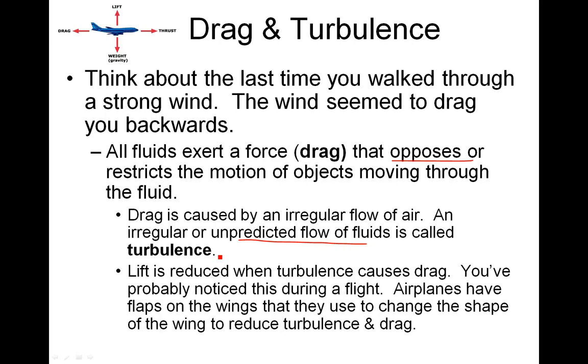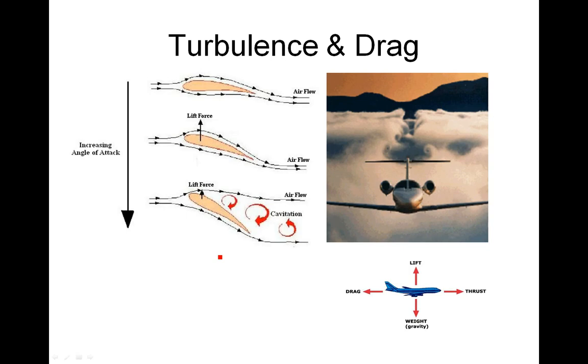And you probably noticed it during a flight, and airplanes have flaps on the wings to change the shape of the wing to try to reduce the turbulence and drag. So looking at our picture again, the lift is up, thrust is forward, drag is that backwards force, and then gravity, and then also turbulence. So I'm going to write turbulence in here. So turbulence is kind of the down. Okay, so turbulence is down. So we have lift up, thrust forward, drag backwards, and turbulence down.